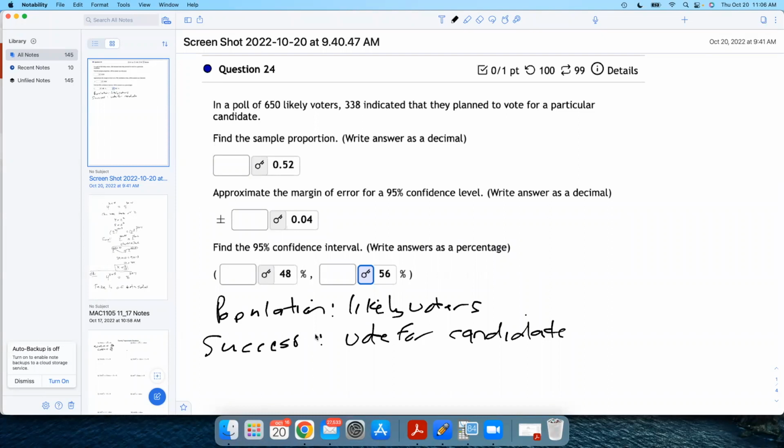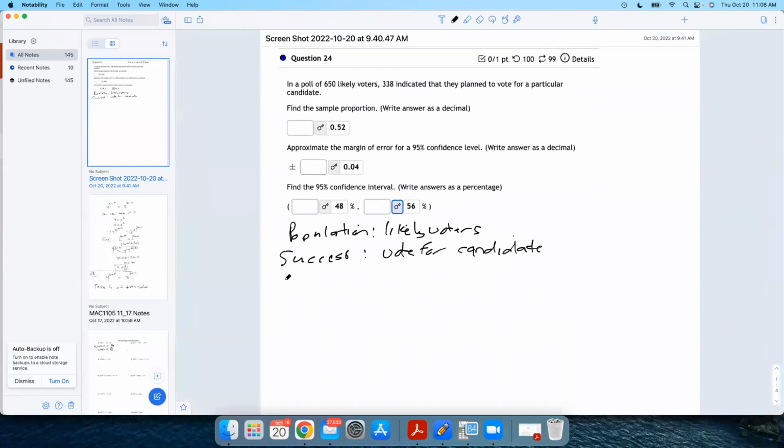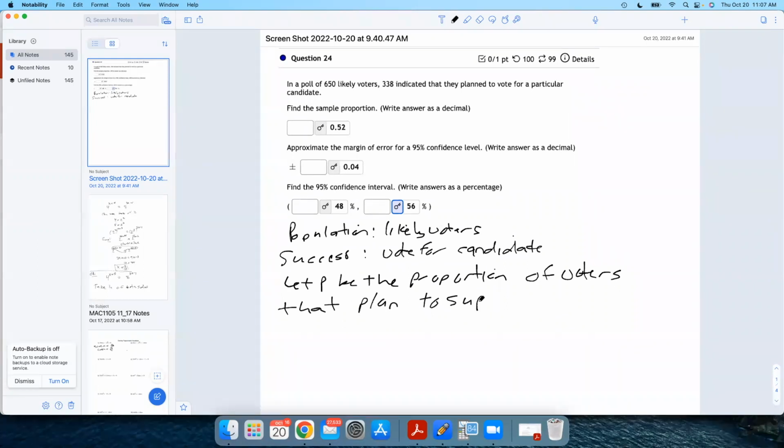Then we can define our variable. We write that out to help us write this. Let P be the proportion of the population that's successful, of voters that plan to vote for him, plan to support him. Okay, then we have our sample statistics.